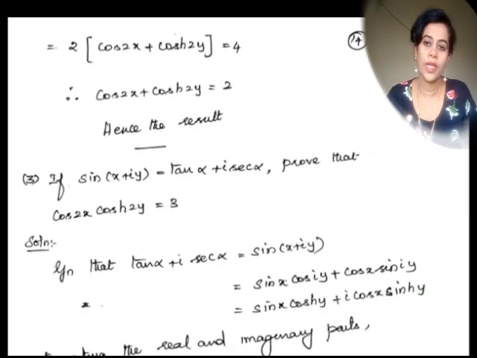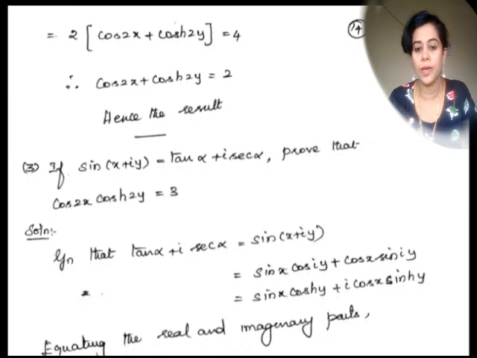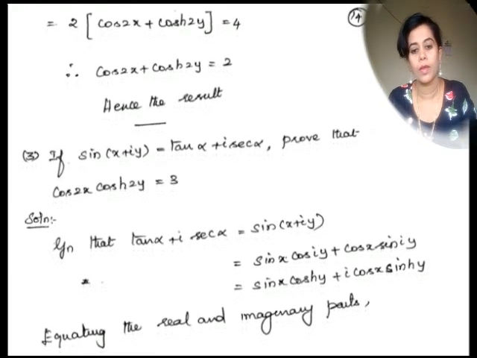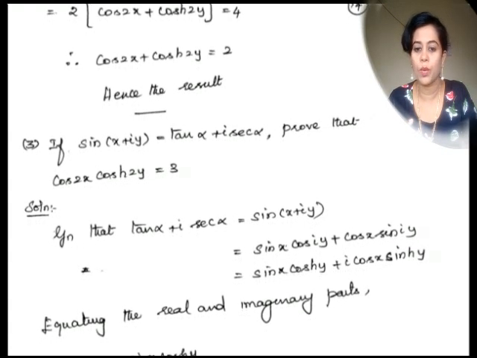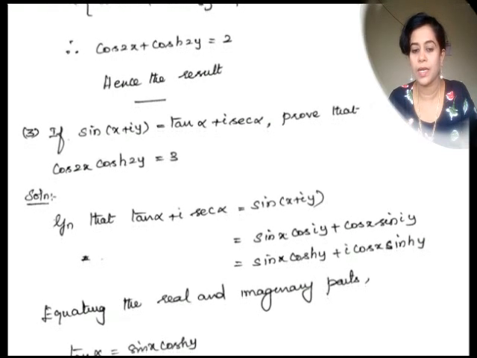Let's see the third problem. If sin(x plus iy) is equal to tan alpha plus i secant alpha, then prove that cos 2x cosh 2y is equal to 3. In a similar way, we have the same argument: sin of x plus iy, which is what is given, equal to tan alpha plus i secant alpha.